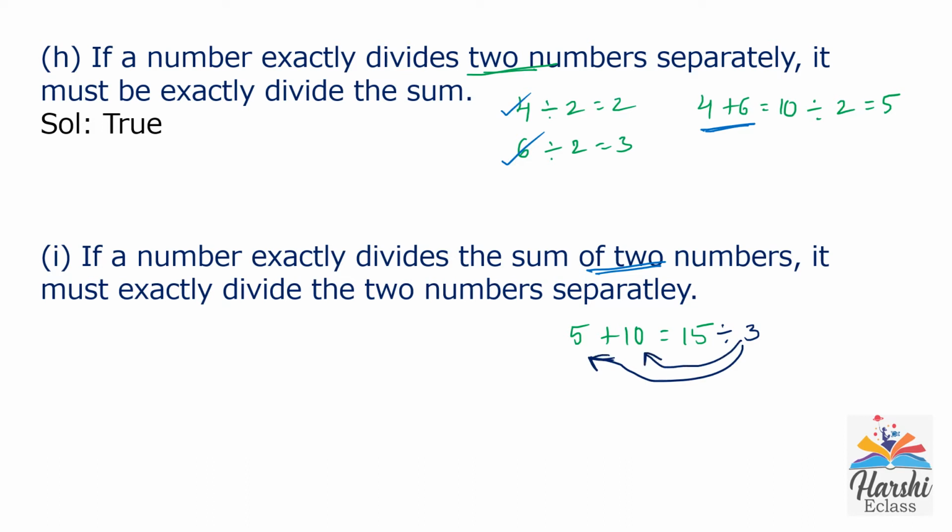Here the sum of the numbers is divisible by 3, but the two numbers are not going to be divisible by 3 separately. It is a false statement.